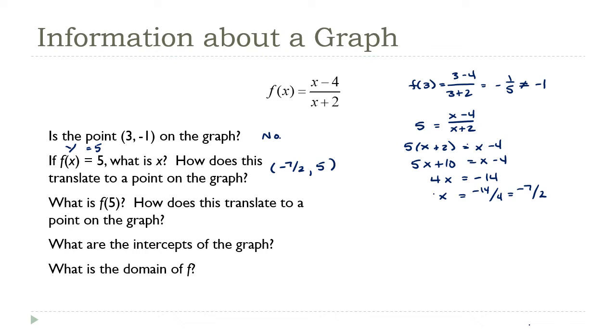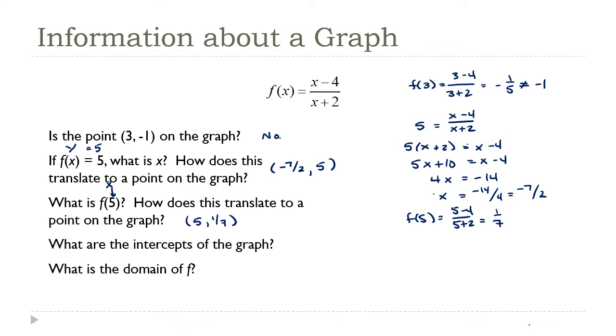All right, so next question here: what is f(5)? And again, what does this tell me about the graph? Well, f(5) is (5 - 4)/(5 + 2), which is 1/7. So that tells me that the point, remember this 5 was the x-coordinate, so the point (5, 1/7) must be on the graph.